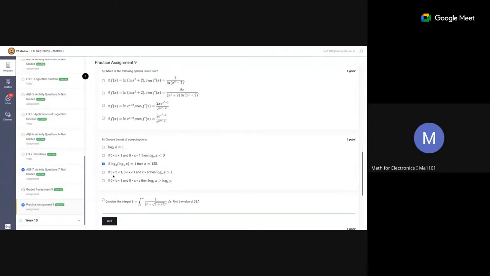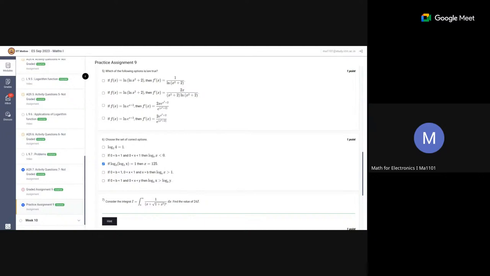Now again the conditions. If b is in between 0 to 1, x is also in between 0 to 1, and x is greater than b, now log x to the base b is greater than 1. How do we do this? Okay, let's come to that in a bit. Before that, let's see the below one. If b is between 0 to 1 and x is lesser than y, but both x and y are greater than 0, what will happen to the inequality?